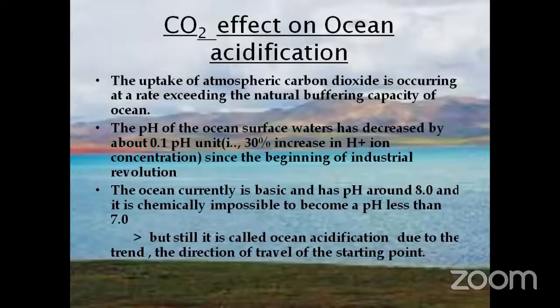Next, we come to the CO2 effect on ocean acidification. Since the Industrial Revolution, the global average pH of the surface ocean has decreased by 0.11, which corresponds to approximately a 30% increase in the hydrogen ion concentration. Now, the ocean currently has a pH around 8 and is therefore basic, and it is nearly impossible chemically for all of it to actually become a pH less than 7. Then why do we refer to it as ocean acidification? This is because acidification is the direction of a trend that holds regardless of any starting point. Acidification refers to the lowering of pH from any starting point to any end point on the scale.